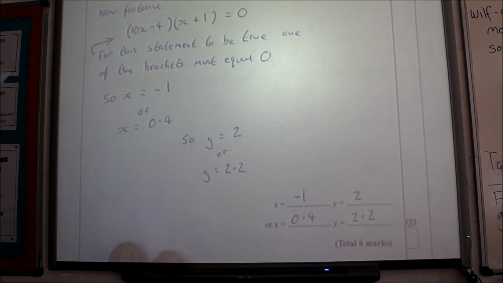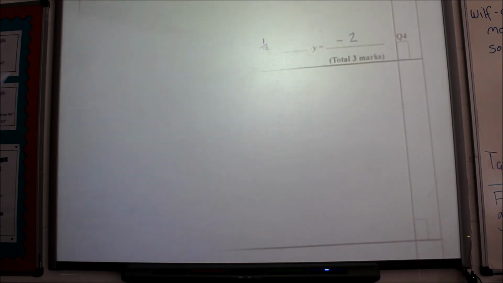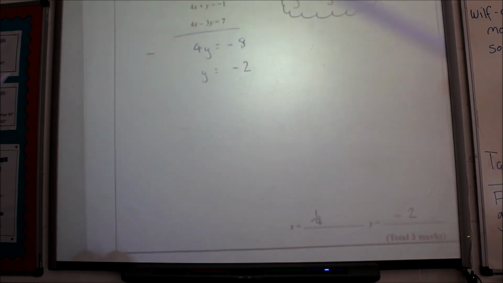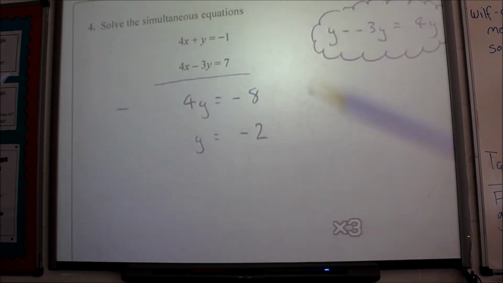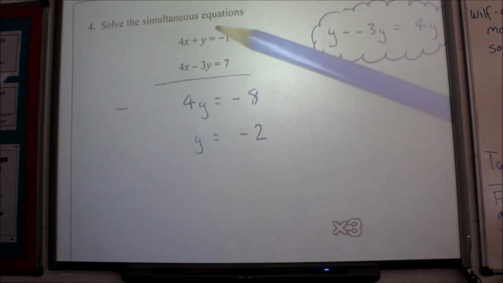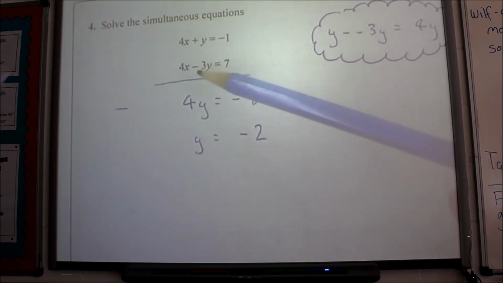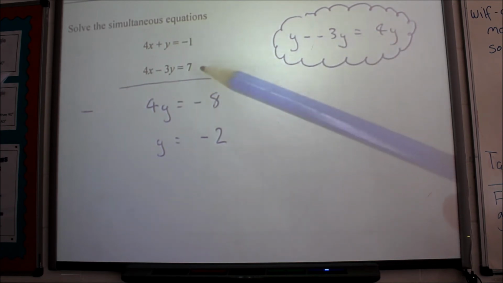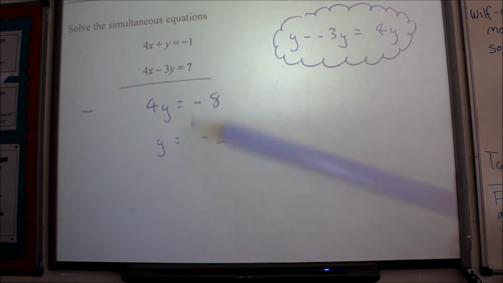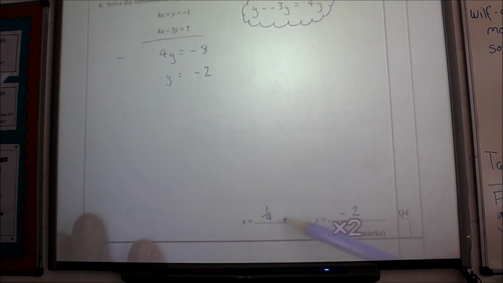6 marks for that, quite a tricky A-star level question. Question 4, solve the simultaneous equations. Quite a nice one this, because they are both the same, you just need to subtract. So you've got 4x take away 4x is 0, y take away minus 3y is 4y. Look at what I've done here, 2 negatives make a positive, and you've got minus 1 take away 7, so it gives you minus 8. So minus 4y equals minus 8, so y is minus 2, and from that you can work out that x is 1/4. So that is the answer to question 4.